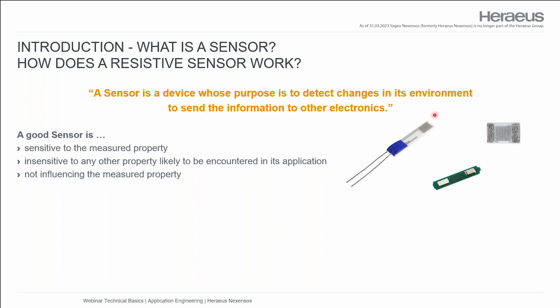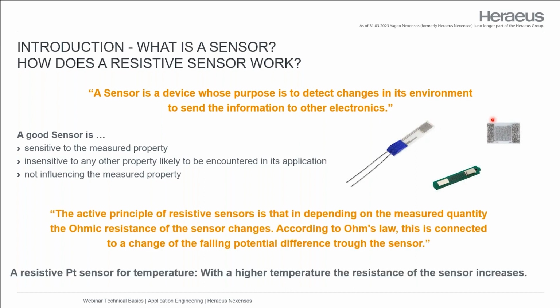These are some examples of sensor types, but we will hear a bit more detail about the different types later. The active principle of a resistive sensor is that, depending on the measured quantity, the ohmic resistance of the sensor will change. The most important and simply spoken idea of our sensor system is that with higher temperature, the resistance of the sensor increases. And for sure, if the temperature goes down, the resistance also goes down.